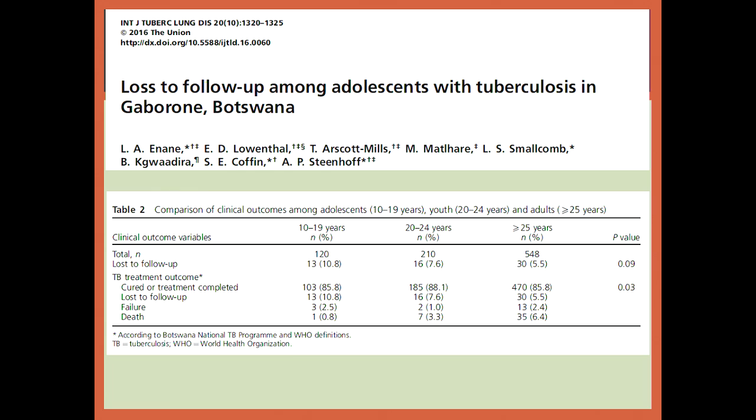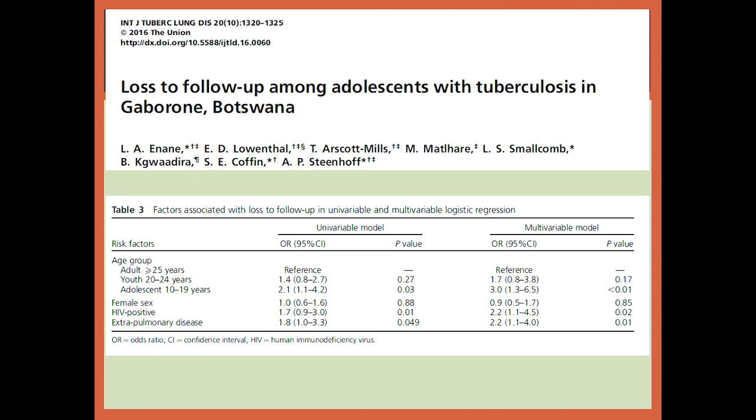A paper that I really liked, Leslie, was published just very recently from adolescents in Botswana, and I particularly loved that Leslie and her colleagues compared adolescents with youth and adults. They found that the loss to follow-up was significantly higher among adolescents, 10.8 versus 7.6 and 5.5 among youth and adults respectively. And when they looked at factors associated with loss to follow-up, adolescents came out as a significant factor. The odds you can see there was 3, and also HIV status being positive, the odds were 2.2 for loss to follow-up, and extrapulmonary disease was also significantly associated.